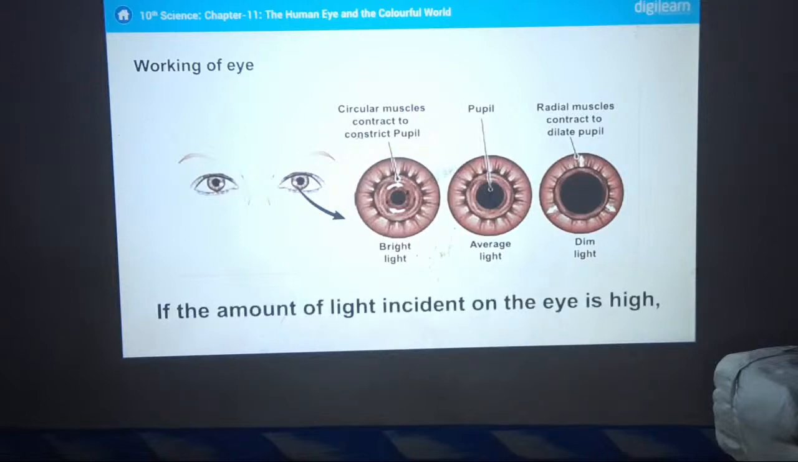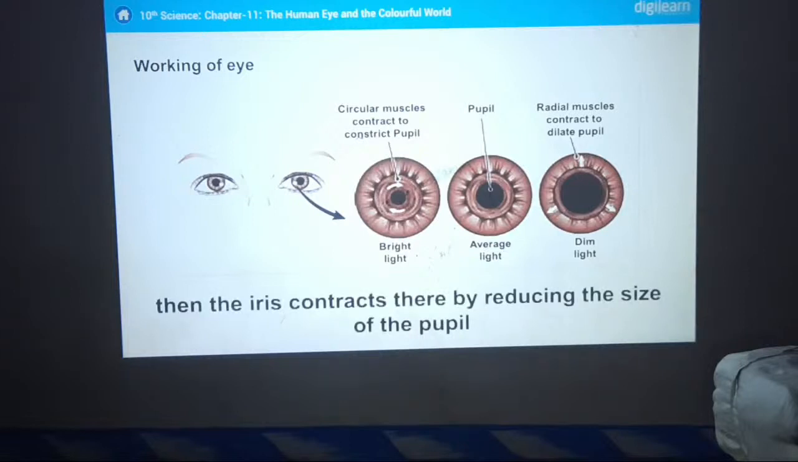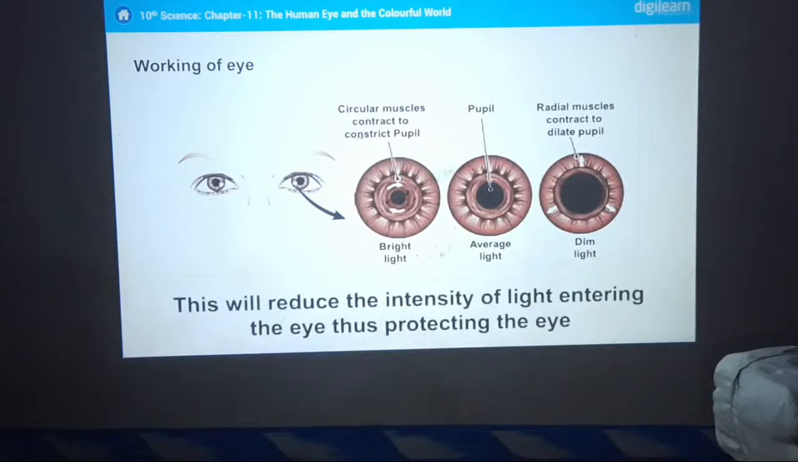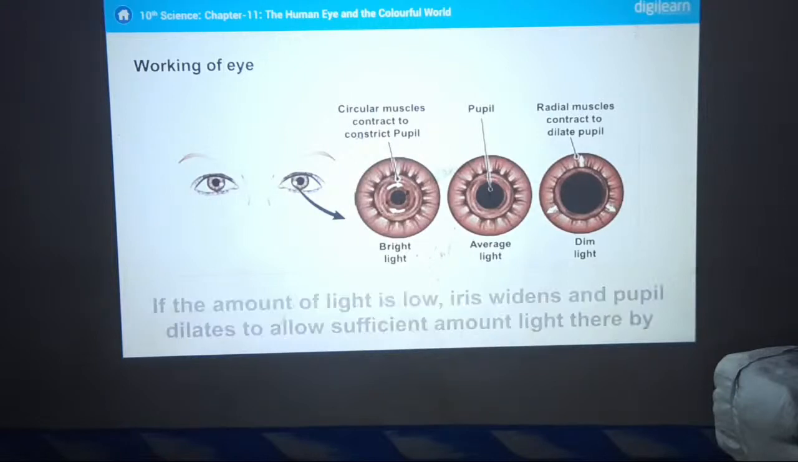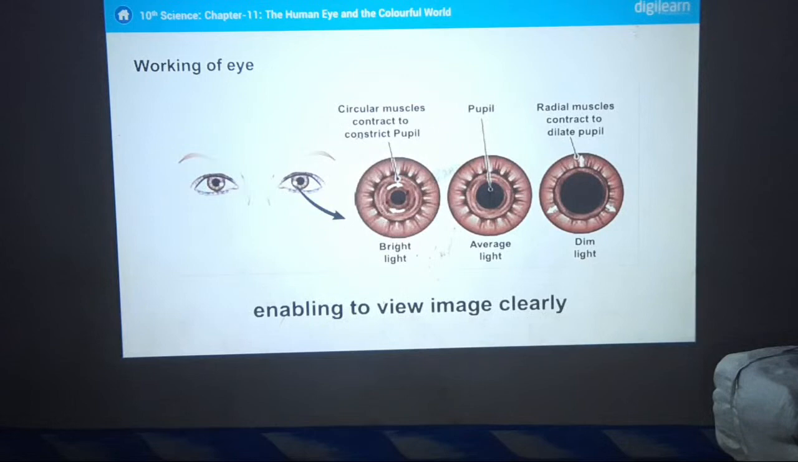If the amount of light incident on the eye is high, then the iris contracts, thereby reducing the size of the pupil. This will reduce the intensity of light entering the eye, thus protecting the eye. If the amount of light is low, iris widens and pupil dilates to allow a sufficient amount of light, thereby enabling us to view the image clearly. When we enter a room after a certain duration of exposure to sun, we hardly see things. This is due to the adjustment required to be done by the iris and pupil.